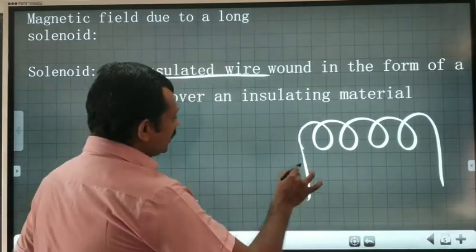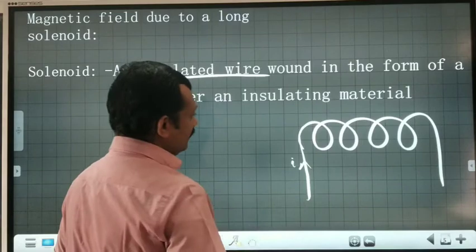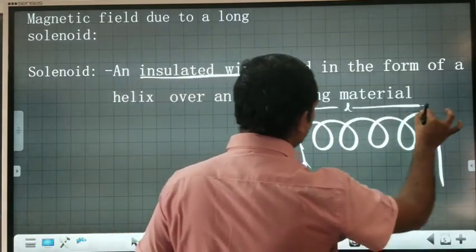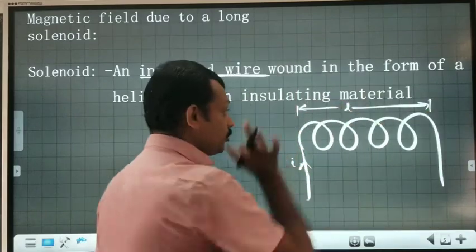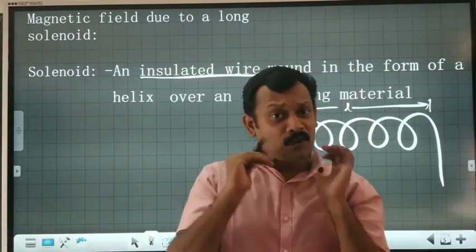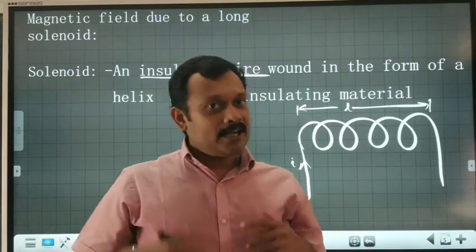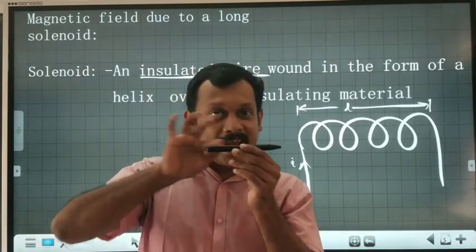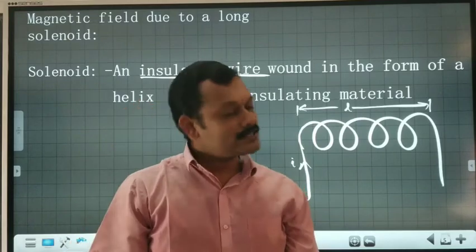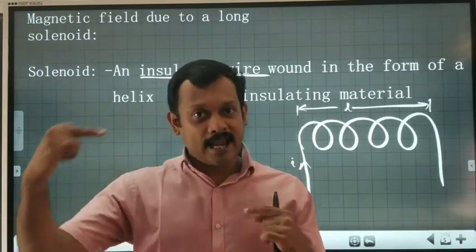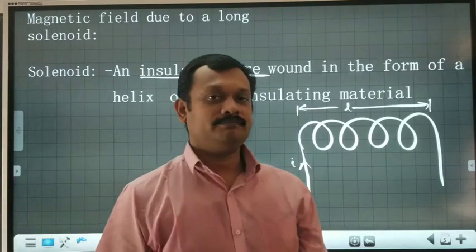Now let me consider that this solenoid carries a current I, and this length L is called the length of the solenoid. Please understand, the length of the solenoid is not the length of the wire constituting the solenoid, but it is the length of the turns of the solenoid.